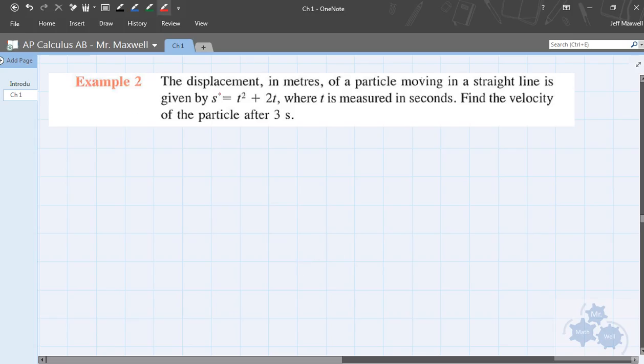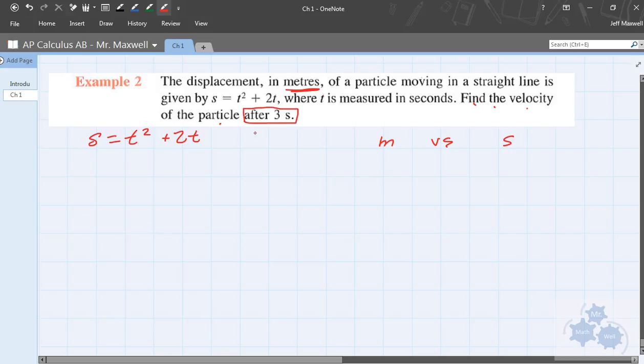Example 2 in your textbook says, the displacement in meters of a particle moving in a straight line is given by the function s equals t squared plus 2t, where t is measured in seconds. Displacement in meters is sort of how far it's gone, so this is a distance. So we've got displacement in meters versus time in seconds. It says find the velocity of the particle after 3 seconds.